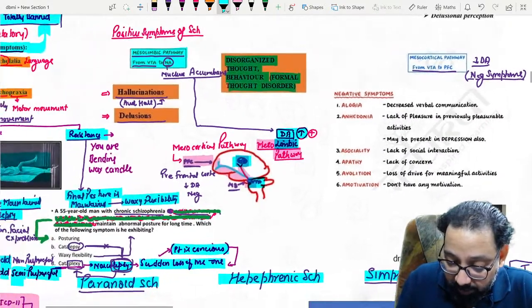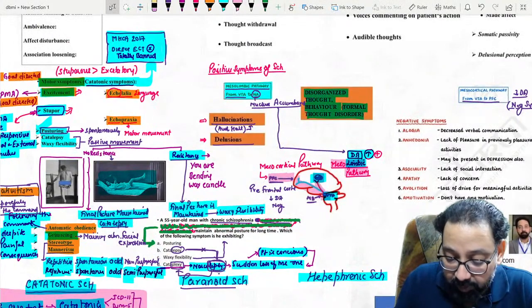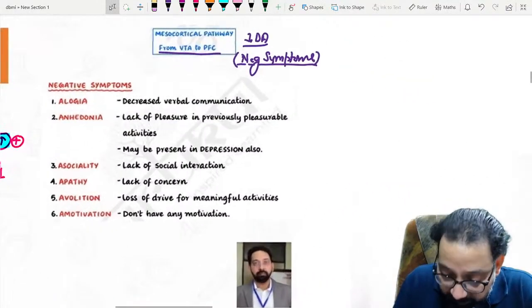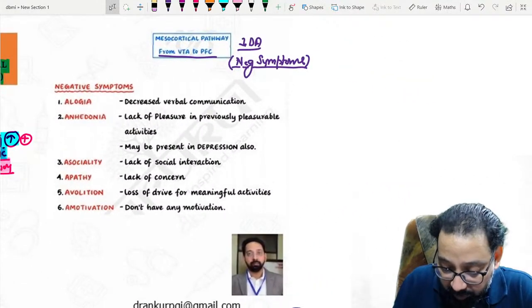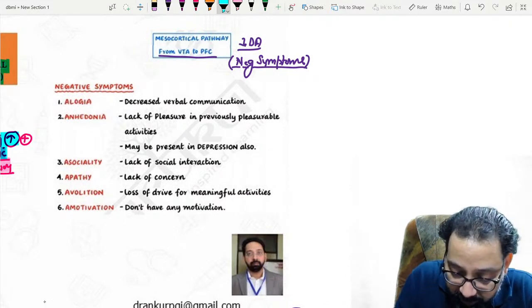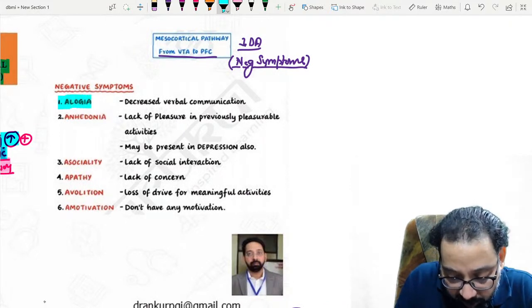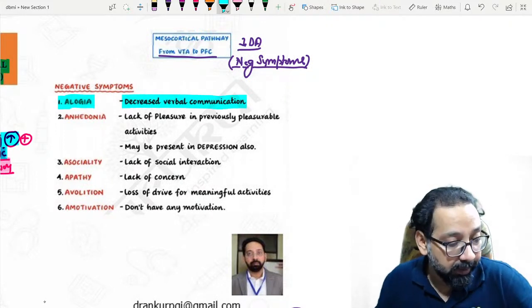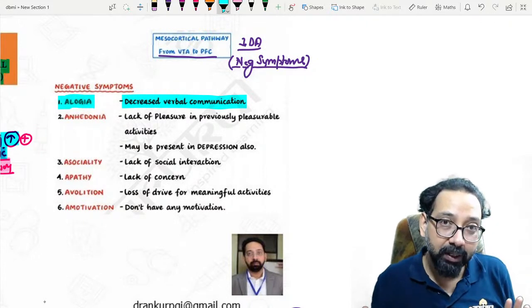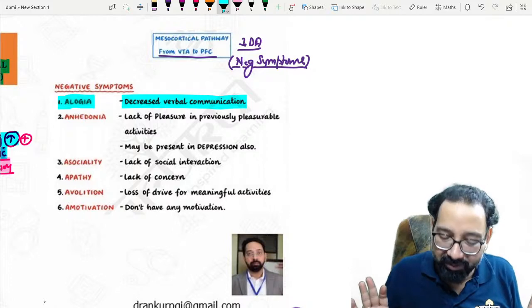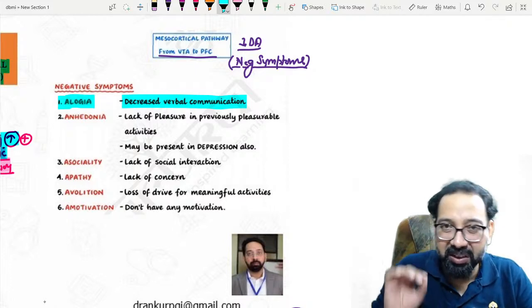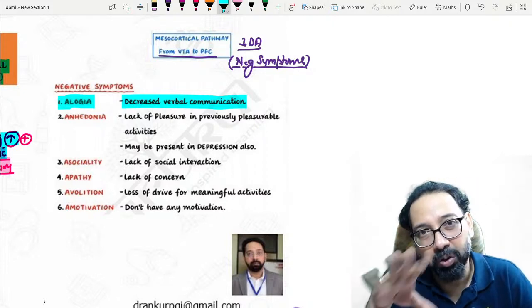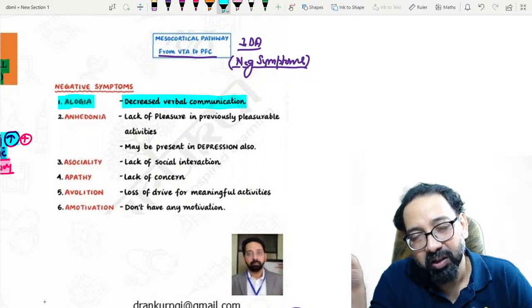So again I repeat: catatonic symptom, positive symptom, disorganized symptom, negative symptom. What are negative symptoms? Mostly they will start with alogia, decreased verbal communication. Sometimes you will find a schizophrenia patient sitting alone, not communicating to anybody. Decreased speech: he would talk to you only 5 words, 6 words, 10 words. That is sufficient. The whole day he would speak only 2, 3 lines, nothing else.